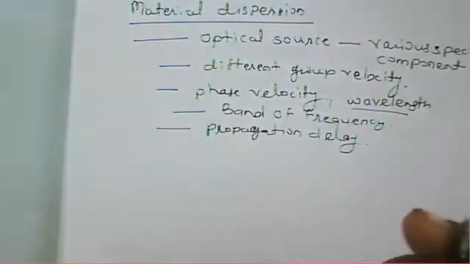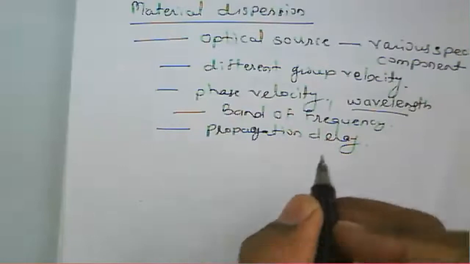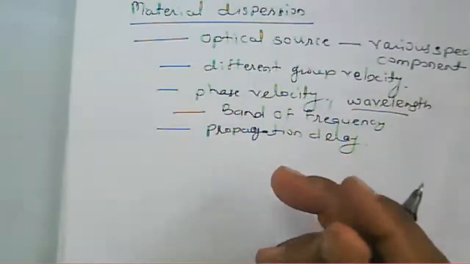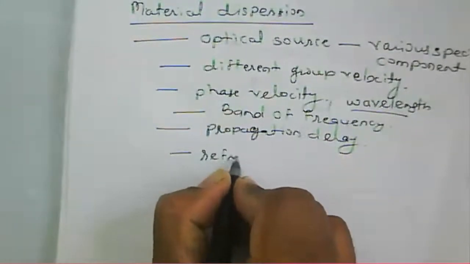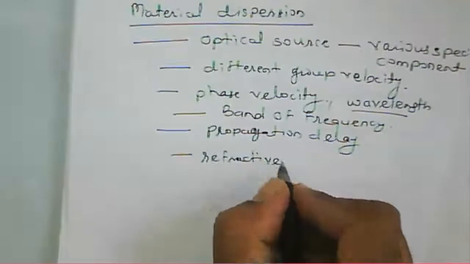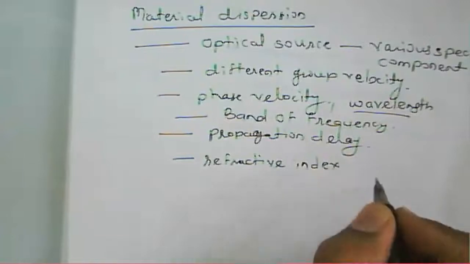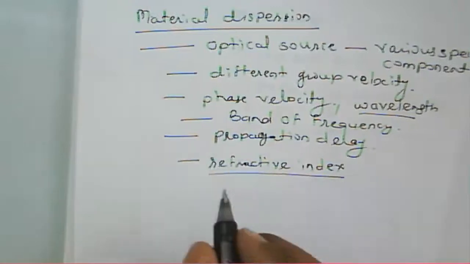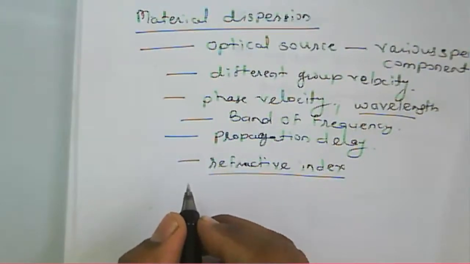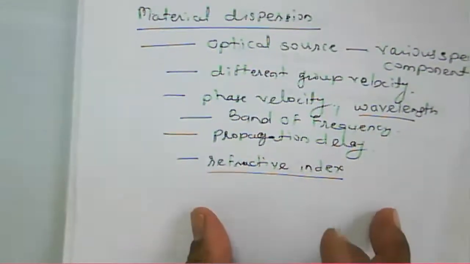Another factor is that when light is propagating through the fiber, its velocity depends upon the refractive index of the fiber. And if the refractive index of the fiber changes with respect to the wavelength, then dispersion occurs.